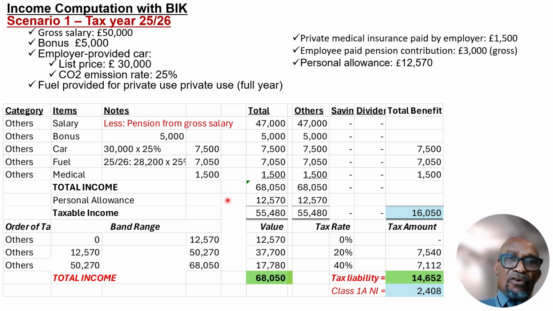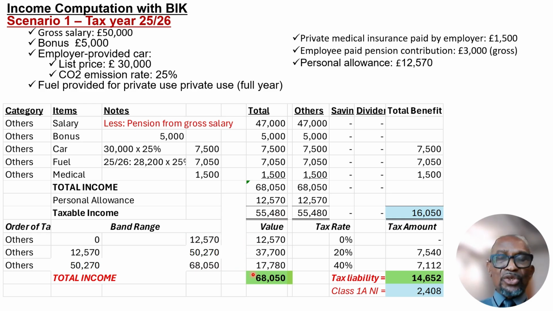Now, let's come back to the tax computation for the employee. The total income is 68,050. It is below the 100,000 threshold, so there is no need to adjust the personal allowance. So it remains 12,570. Total taxable income, therefore, is 68,050 less 12,570 to give us 55,480. This is the taxable amount.